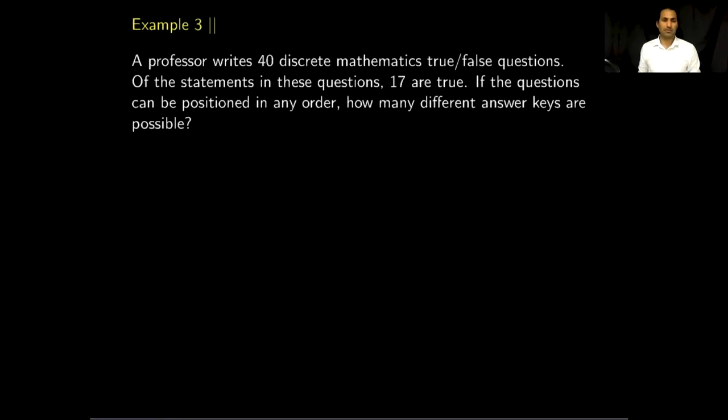Our problem number 3: a professor writes 40 discrete mathematics true-false questions. Of these statements, 17 are true. If the questions can be positioned in any order, how many different answer keys are possible? As you can see, in this problem also the order does not matter, so we can use the method of combination. We have 40 questions and we have to choose 17 questions and mark them true. So this is a problem of combination.